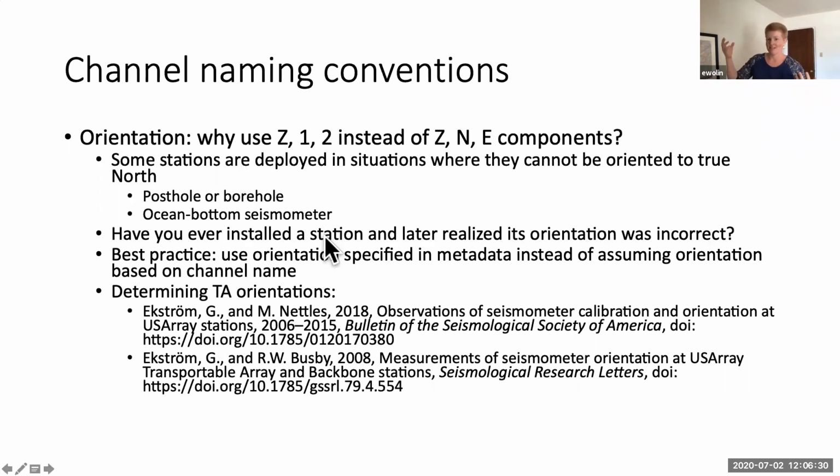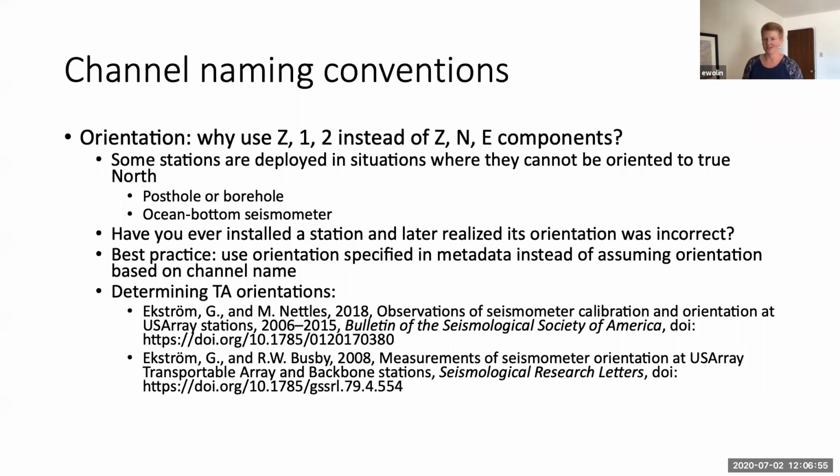Similar thing if you drop a station off of a boat and it sinks to the bottom of the ocean, you don't know its orientation, but you can measure it using the azimuth of surface waves from known earthquakes. So the best practice is to use the orientation that's specified in the metadata instead of assuming an orientation based on the channel name, because north is not always north.